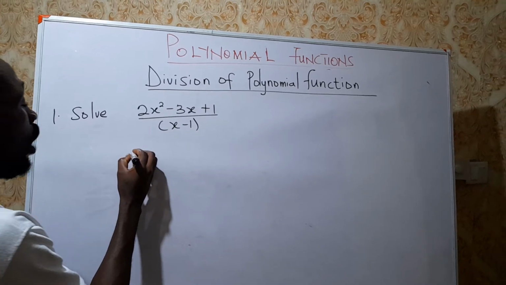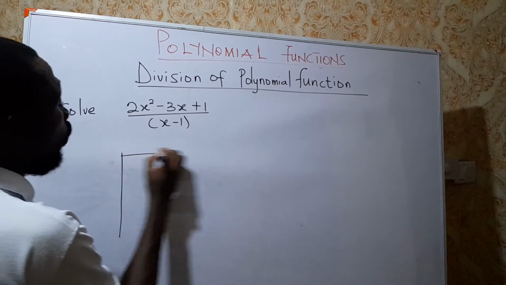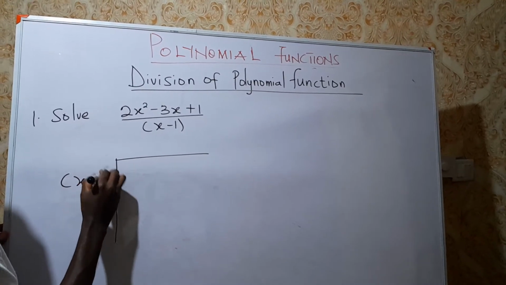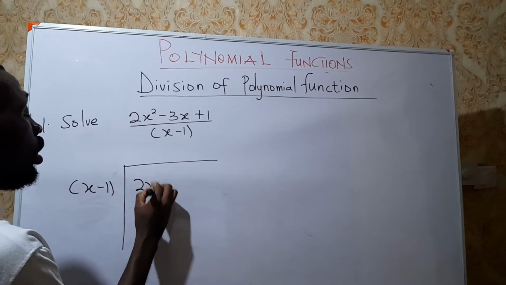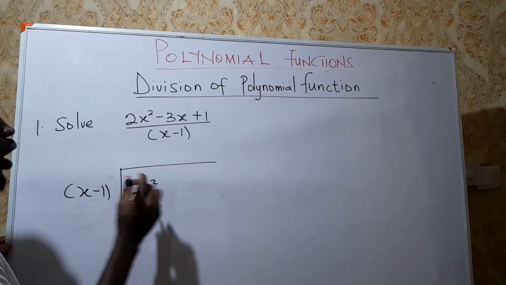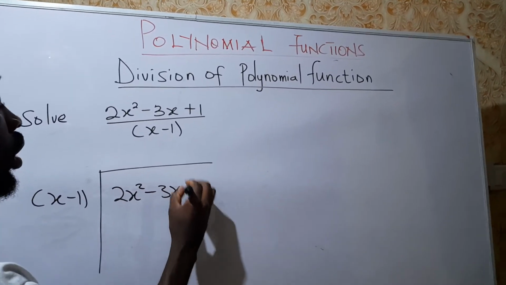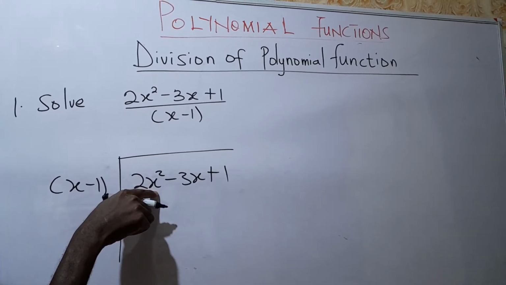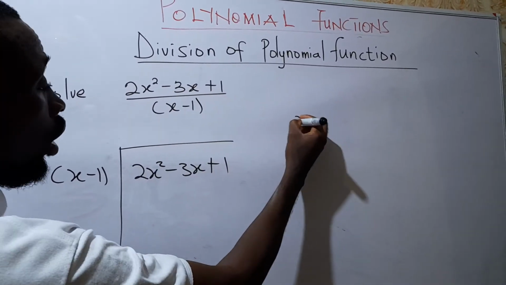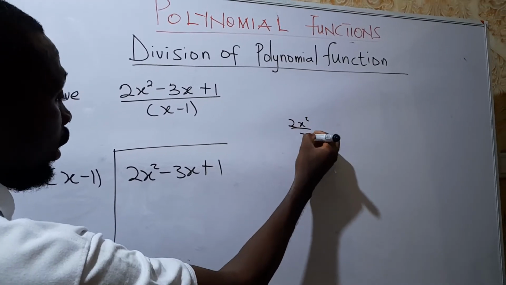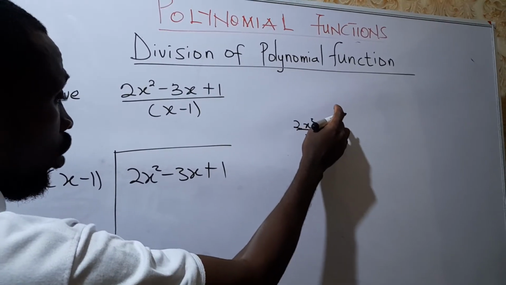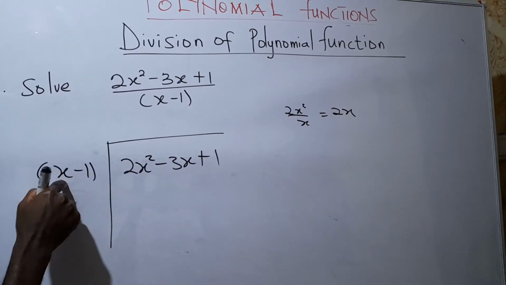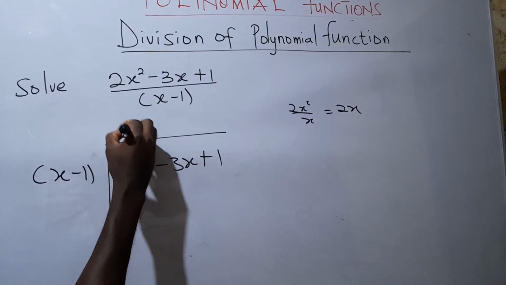As I told you, we are going to employ the idea of long division. The divisor will be outside and the dividend will be inside. So now if we divide 2s squared, what do we have? We have 2s squared divided by s. I told you to reduce the power by 1. So we have 2s. So we say s will go into 2s squared, 2s.